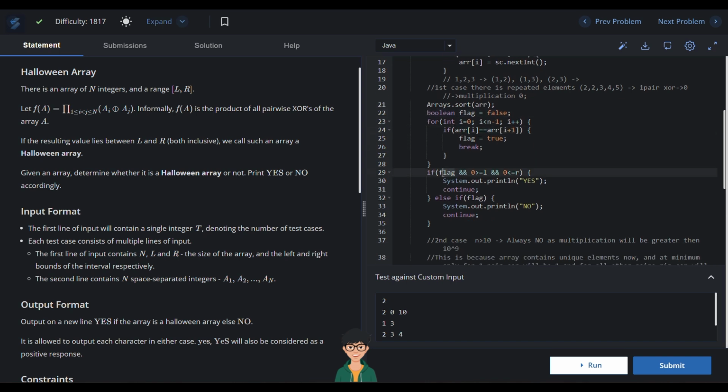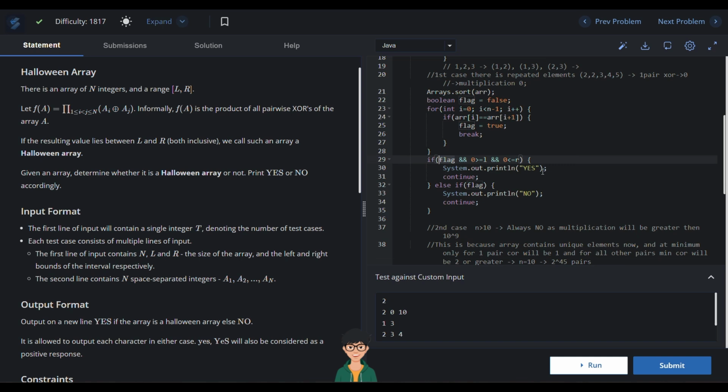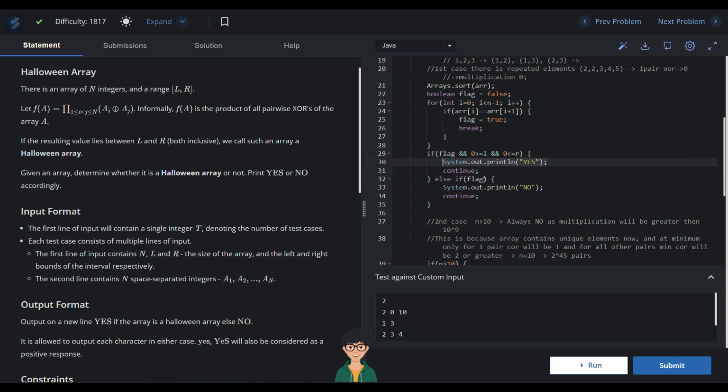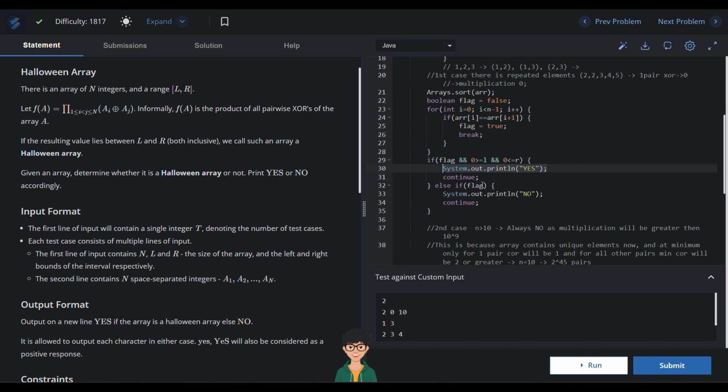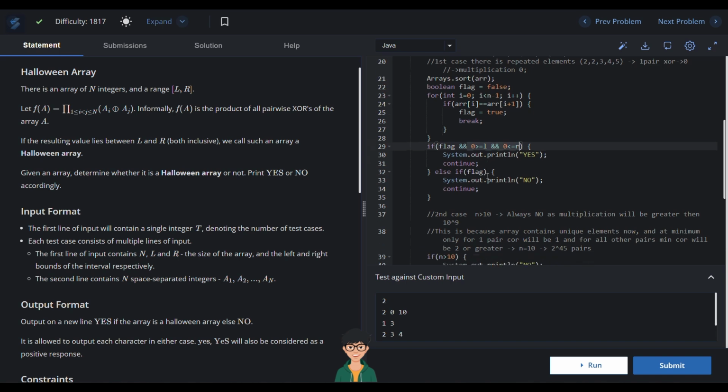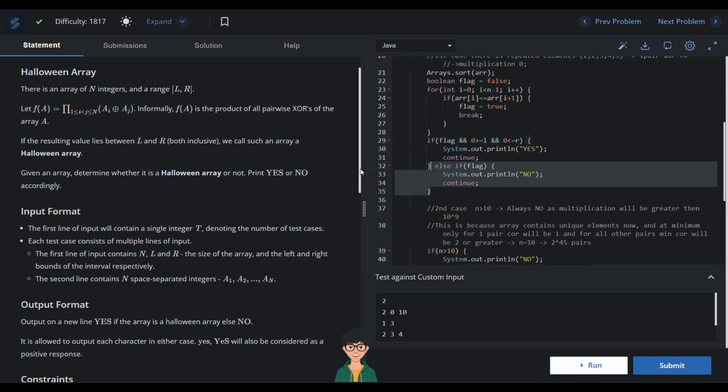Now if the flag is true, the answer for this case will be zero, so if zero is in the range L and R, just print yes and continue. Sorry, if the flag is true and zero is not in the range of L and R, then you have to print no. Okay, so this was one of the cases.